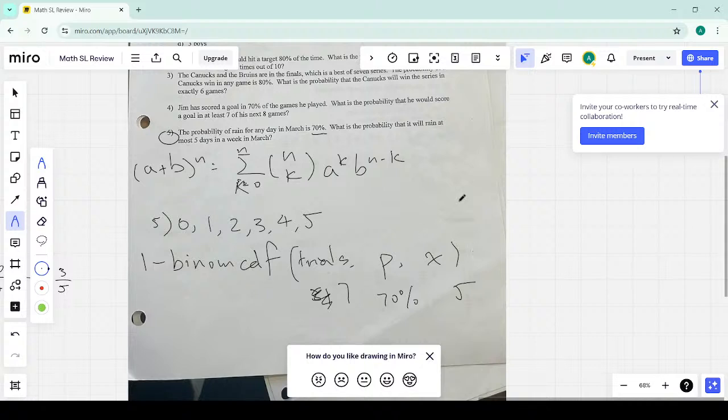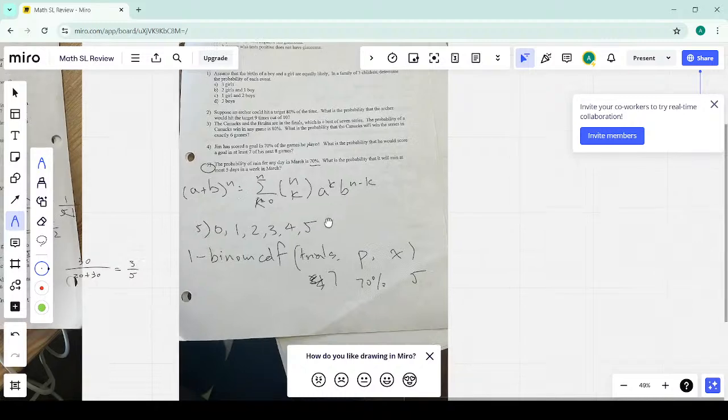So always in the test, keep in mind which one is easier, calculating the complement or directly calculating it, and then decide which one you want to do.